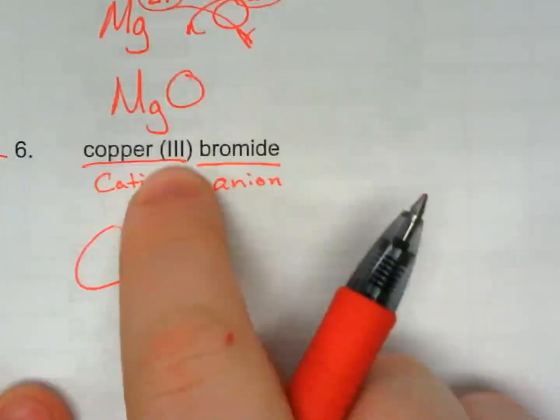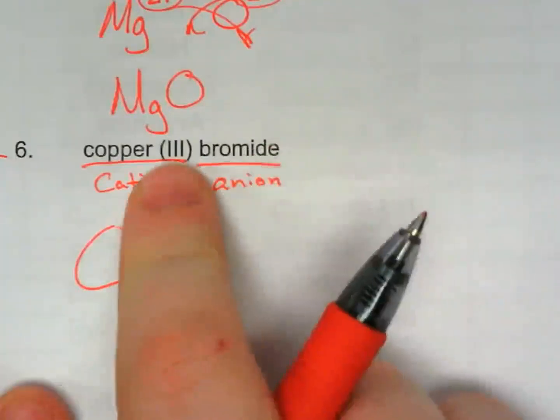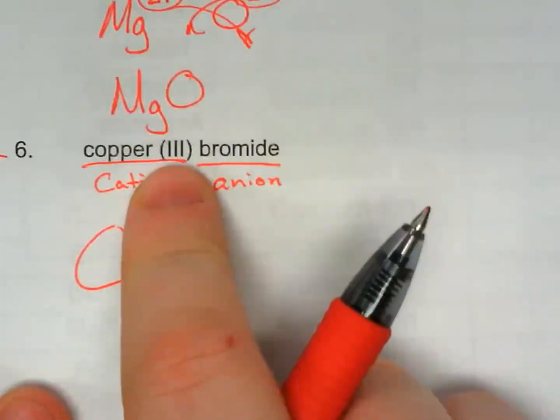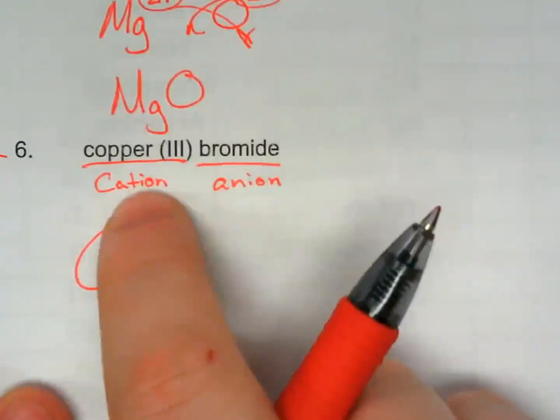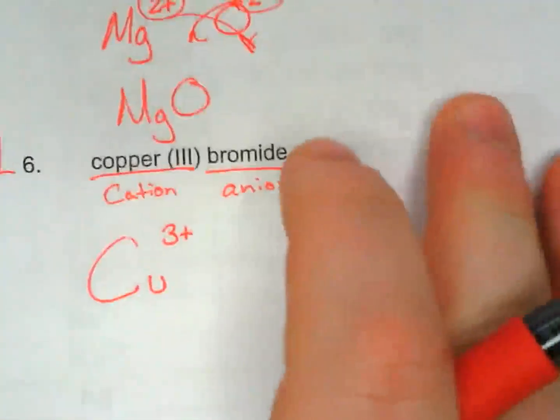Again, I know it's 3 positive because I can see the Roman numeral 3 up here. So the Roman numeral tells me the ionic charge. Again, the Roman numerals tell me the ionic charge. And because it's a cation, it's a positive charge. Okay. So anyway, bromide. Let's look on the other side.